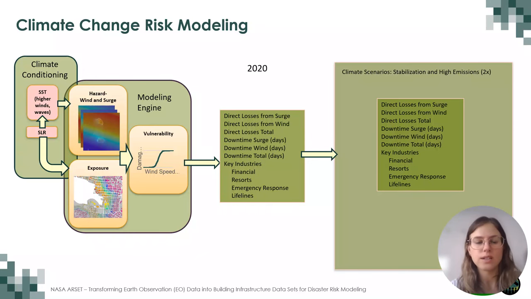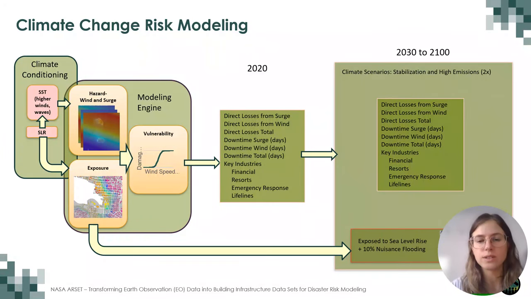So based on these scenarios, we can make estimates on the changes on the hazard and then run again our risk model to estimate the losses again. But this time we can do that looking at the future. We can do that, for example, for the year 2030, we can look at 2040, 2050, and so on until the end of the century. And this is very important because it allows us to estimate how the impacts, how the risk is going to change through time. And this we will see is very important for planning, to know what we can expect. And so using this approach, we can estimate the losses again for different decades, different climate scenarios. And also what we did was looking at the exposure to sea level rise and nuisance flooding.